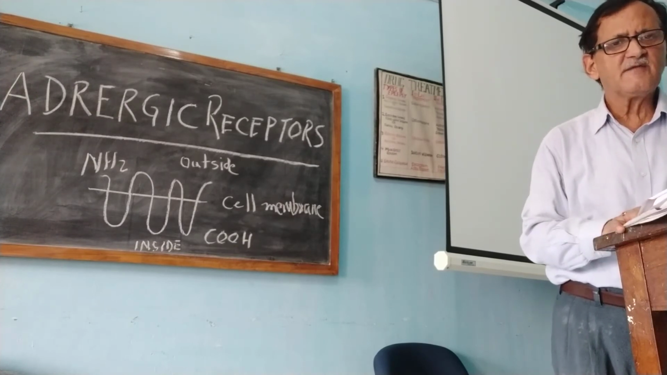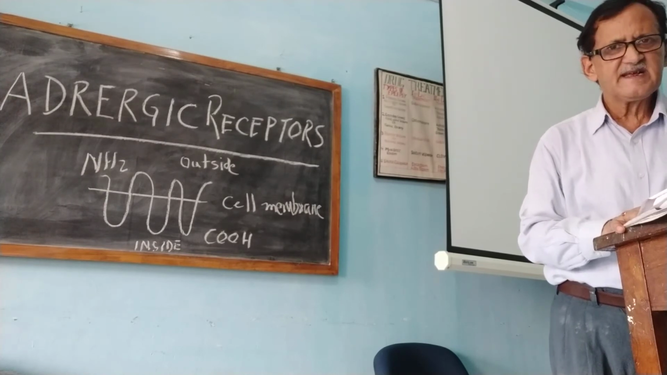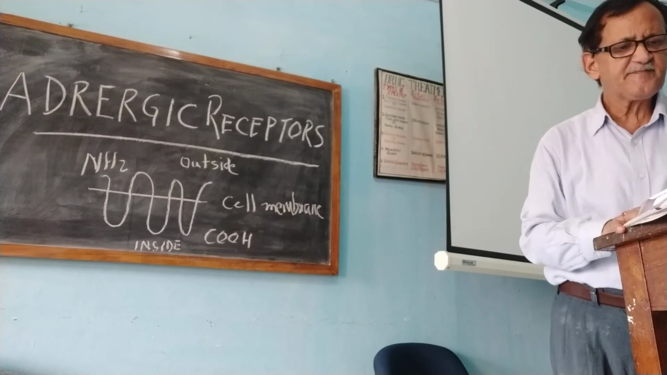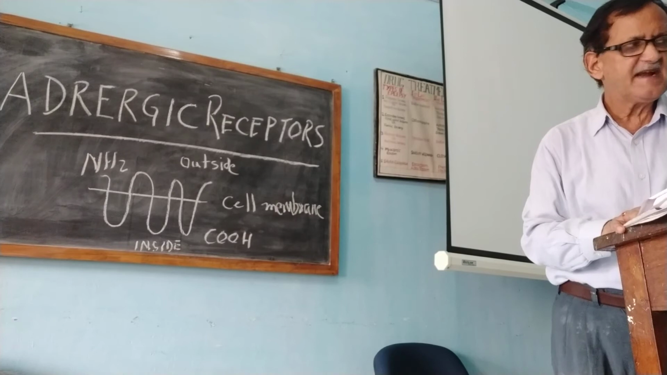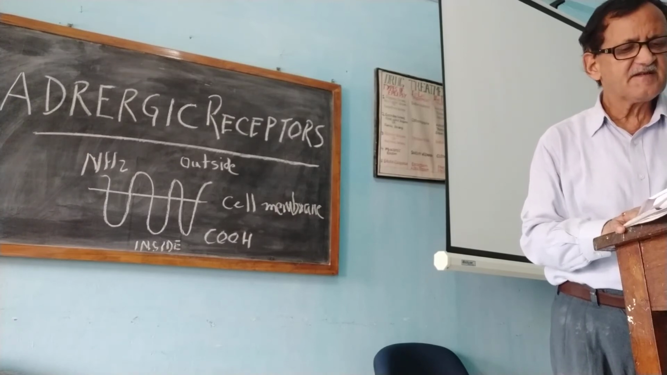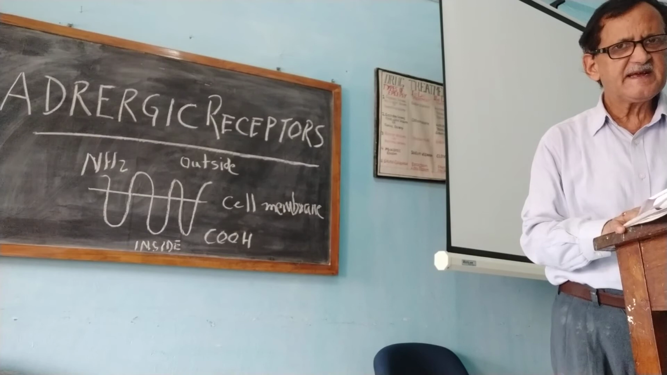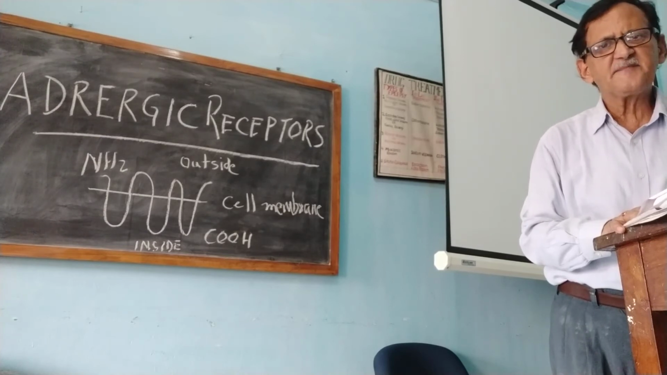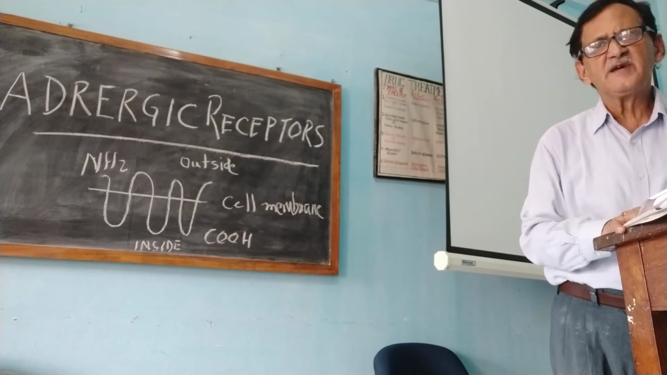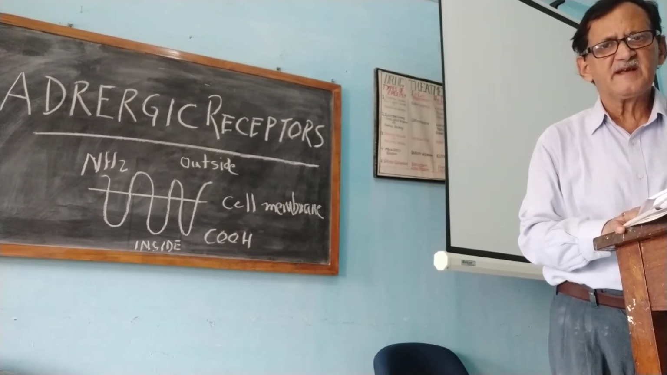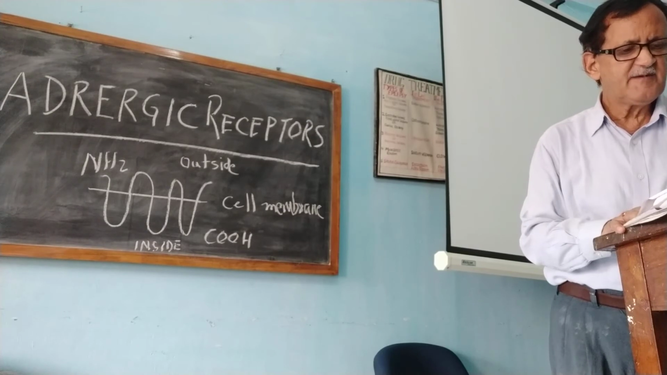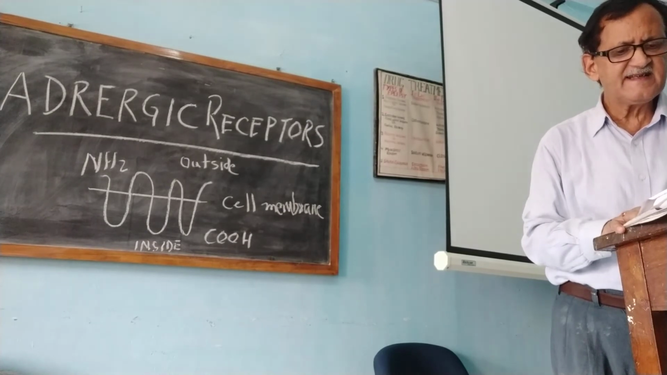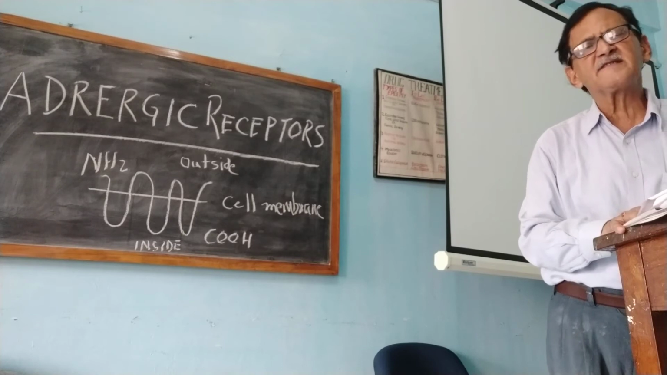Now we come to beta adrenoceptors or beta adrenergic receptors. There are three subtypes: beta 1, beta 2 and beta 3. And sites are mainly central nervous system, presynaptic and postsynaptic both. All beta receptors are linked to GS protein. So there will be increase in adenylate cyclase enzyme, and there will be increase in cyclic AMP.